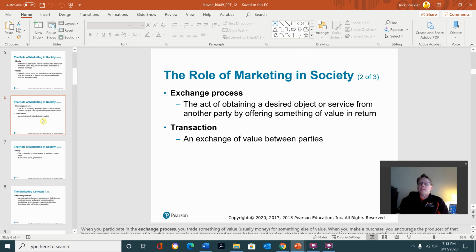Exchange process: the act of obtaining a desired object or service from another party by offering something of value in return. Transactions are an exchange of value between 2 parties. So, in our society, you have to work to make money. You can work in many different formats for the most part, talking about legal, law-abiding people. So you work to make money. You make so much money per hour or per day or per year, however you get paid, and it's either hourly or salaried, commission, what have you.